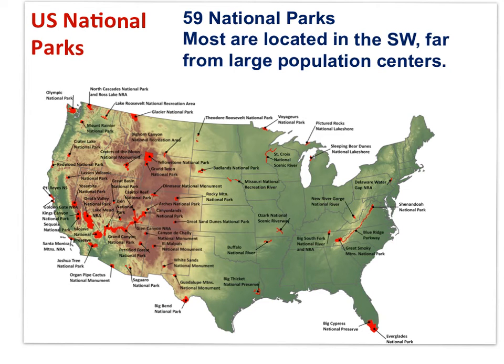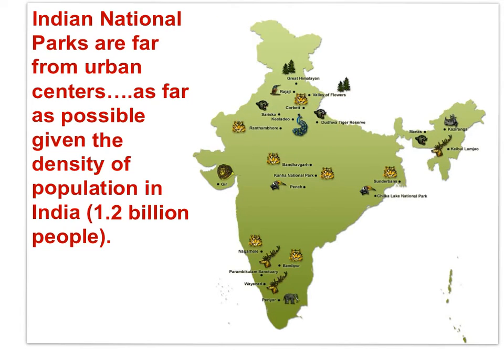The majority of the 400-plus national parks in the United States, identified in red here, are located in the west-southwest, far from large population centers on the east or west coasts. Indian national parks are far from urban centers, or as far as possible, given the density of the people population in India at 1.2 billion people. Given the magnitude of the human population, what is the reality of our wild spaces on Earth? The reality is that our wild species exist on islands in a sea of people.